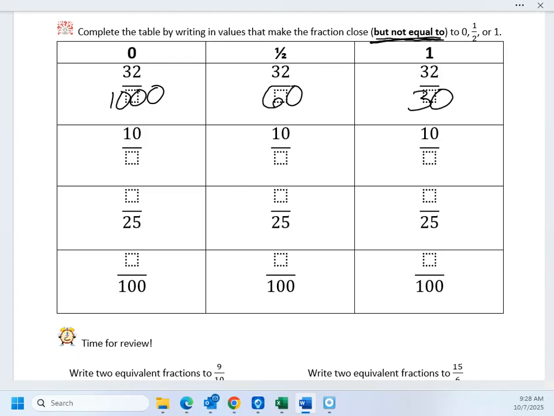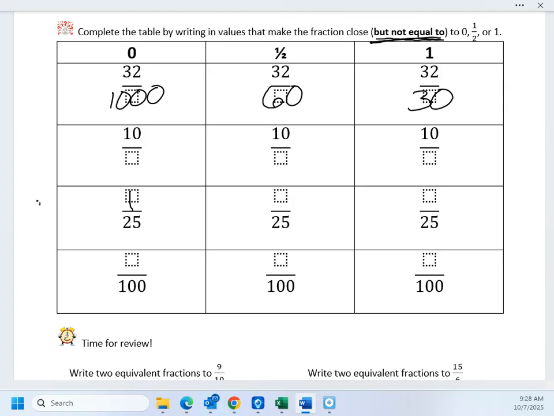So we worked on how those denominators should look. Now let's look down to see what we do when they give us the denominator and we have to fill in a numerator. So we have to shift the way we're thinking just a little bit. Still comparing it to 0 and a half and 1. What over 25 would be really close to 0? Presley.